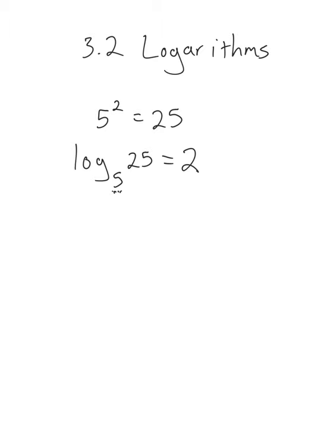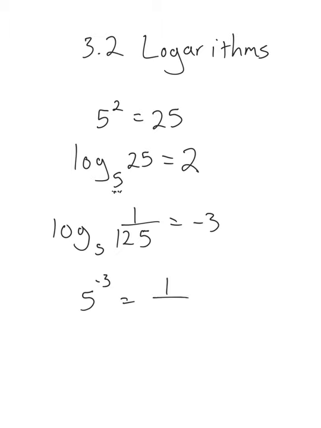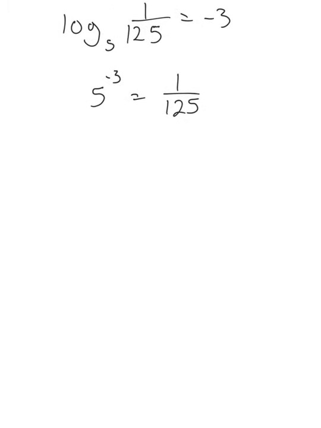So let's do another example, okay? A different one. Let's say we have log base 5 of 1/125 equals -3. We're like, oh, okay. So how could we rewrite this as an exponential function? Well, we would say 5 to the -3rd, because that's our exponent, should equal 1 over 125. Exactly like that.